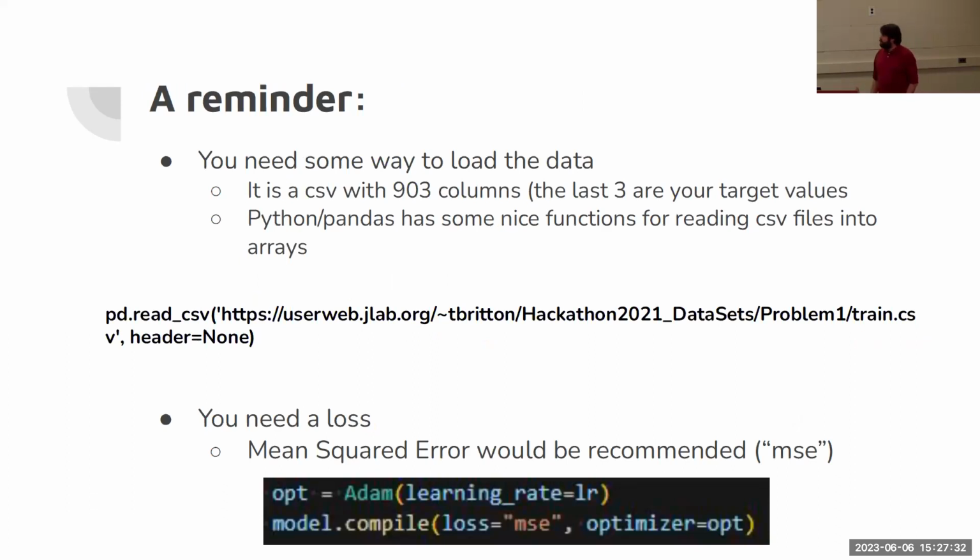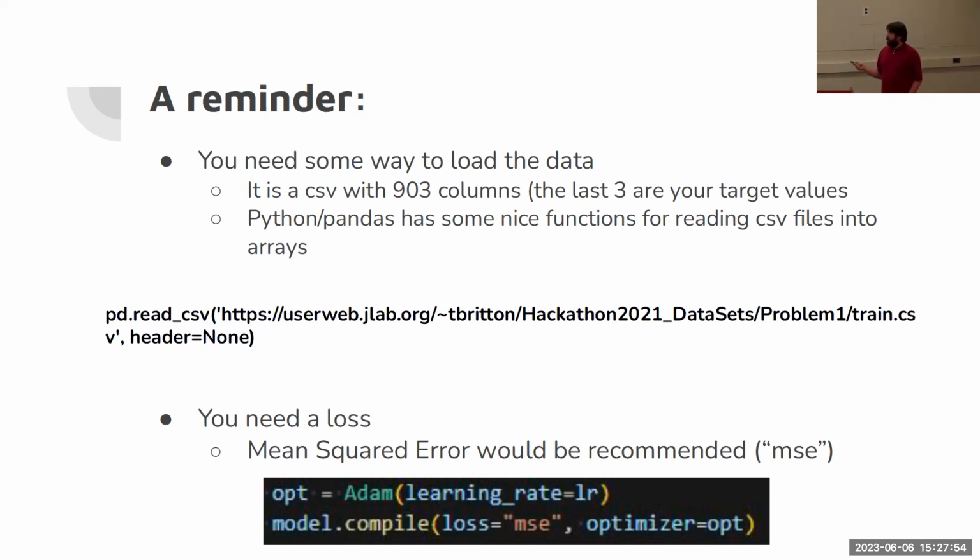As a reminder, what you will really need to make sure that you can do this at all is a way to load the data. It is a CSV with 903 columns. The last 3 are the target values. And Python and Pandas have some really nice functions for reading CSV files, because it's a CSV file.